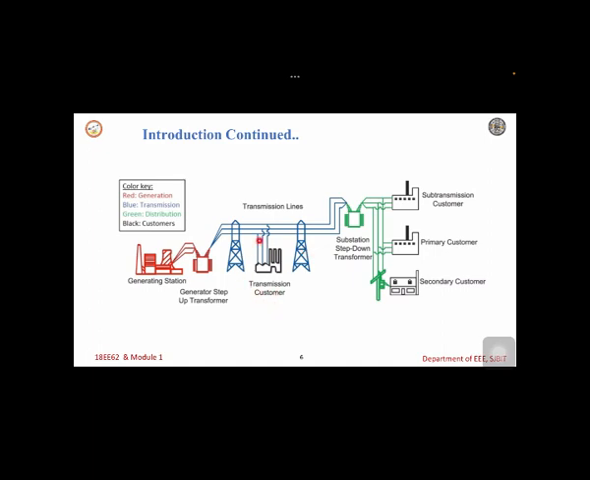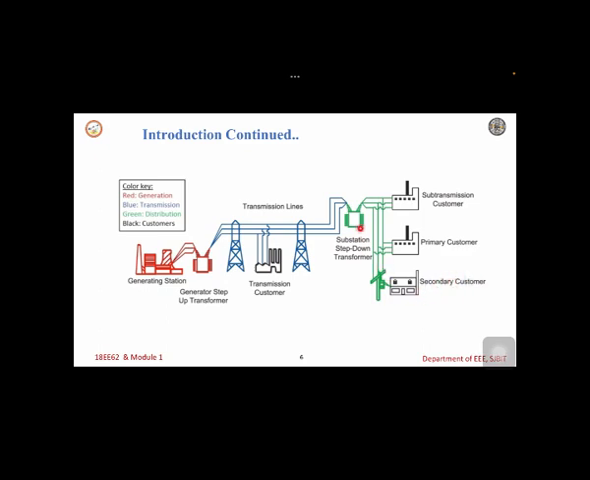overhead transmission lines. At the consumer side, we are again reducing the voltage to the required value like 132 kV, 66 kV, 11 kV, and again we are supplying to the different consumers: primary consumers like industries, secondary consumers like commercial complexes, commercial buildings, hospitals, and again we have the domestic consumers, who are supplied power with 440 volts or single phase 230 volts.